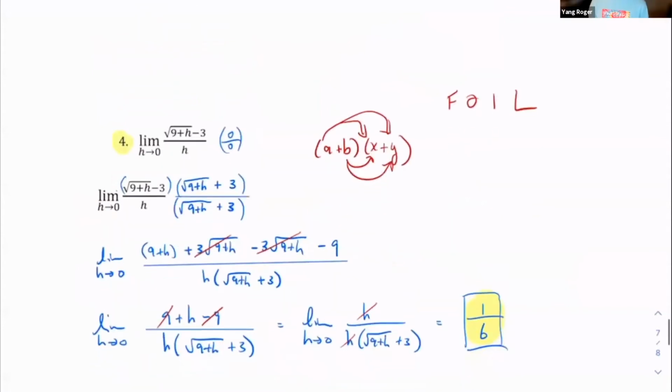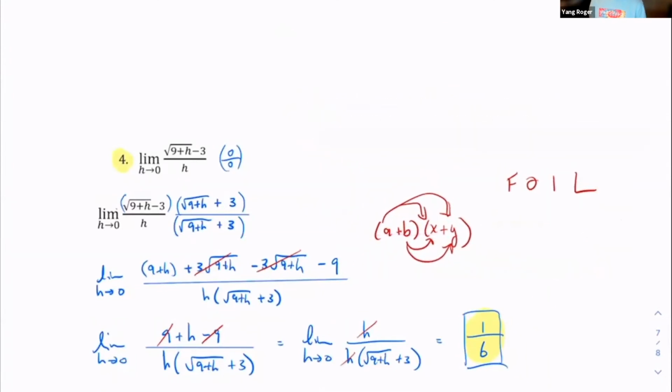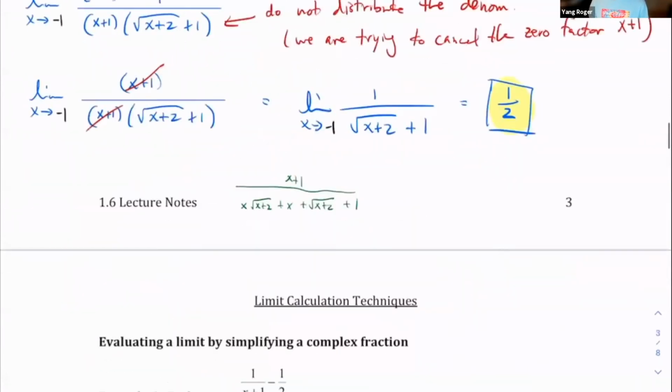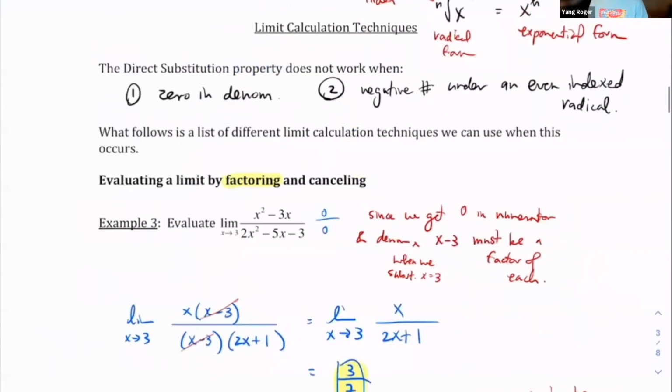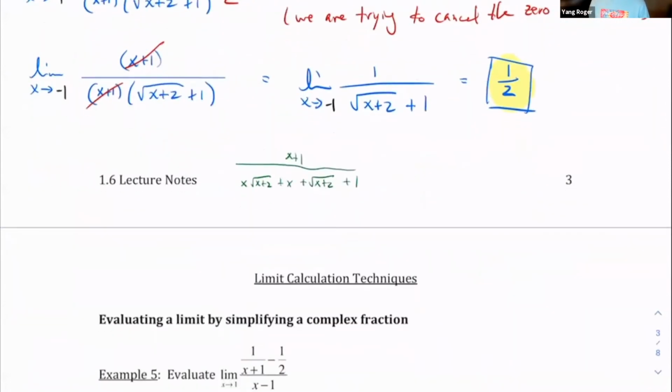Okay, we've got to move on. All right. So now we know two techniques. One technique is factoring and canceling. The other technique is multiplying top and bottom by the conjugate. All right.